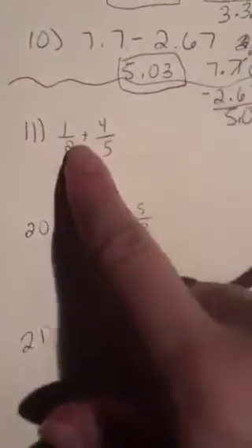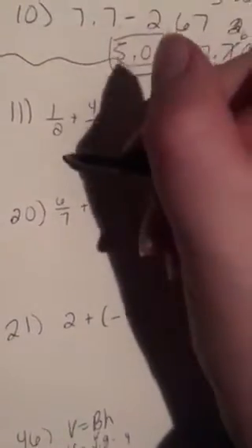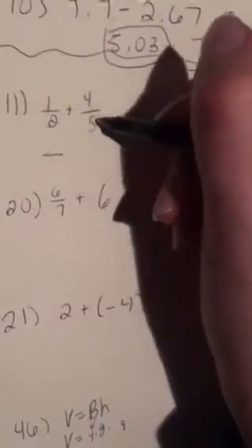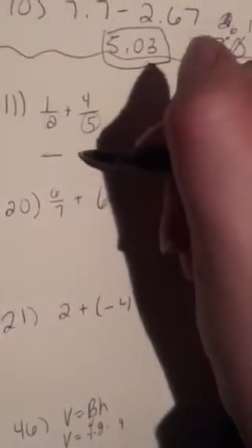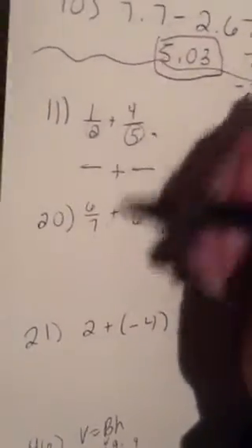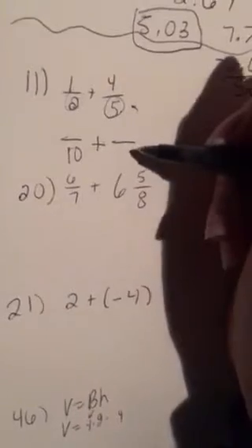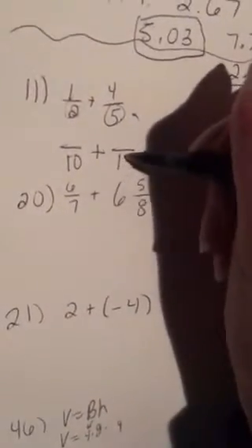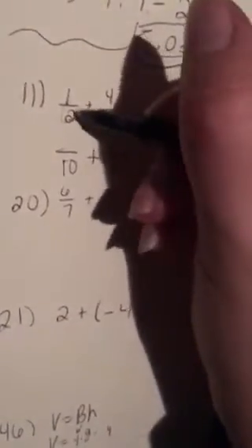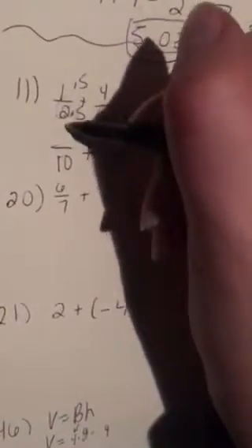Now skipping over to number 11. Number 11, you're adding fractions. You should know that I can't add fractions with unlike denominators. But I do know that 2 and 5 have a common denominator of 10. Because 2, 4, 6, 8, 10, and then 5, 10. Both 2 and 5 go into 10. So 2 times 5 makes 10. 1 times 5 makes 5.